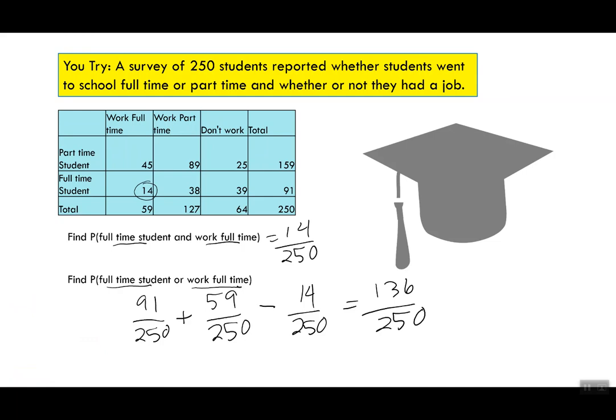Again, let's just change both of these back to percentages. So 14 over 250, this is 5.6%. And then 136 divided by 250, this is 54.4%.